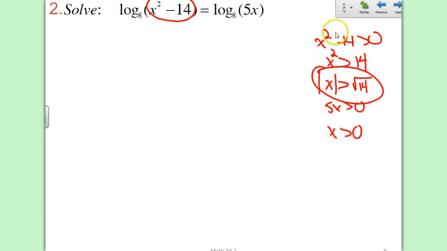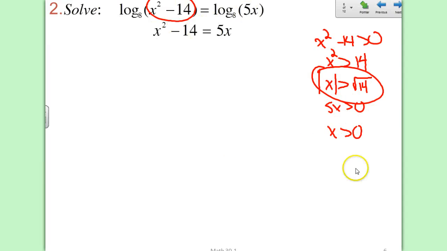Is there a restriction? Well, x squared minus 14 has got to be greater than 0. That means my x squared has got to be greater than 14. Now, the other restriction was 5x. 5x has got to be more than 0. That means that x is greater than 0. The overriding restriction is root 14, right?